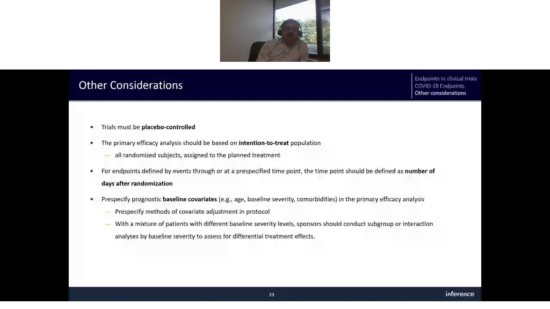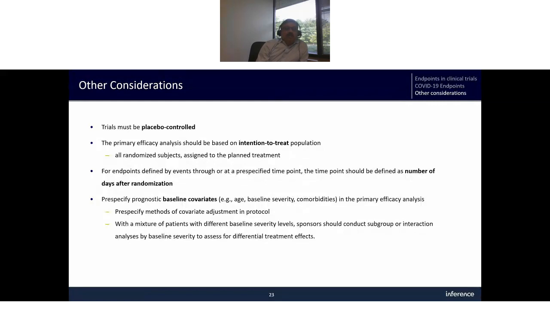The prognostic baseline covariates should be pre-specified in the primary efficacy analysis. So in the primary efficacy analysis, when you analyze the endpoint, you have to look at the covariates, and obviously you have to plan how we are going to use them, whether we'll stratify the trial, or whether we would handle that analytically in the analysis itself, in the models, etc. Right? So you have to pay attention to that.